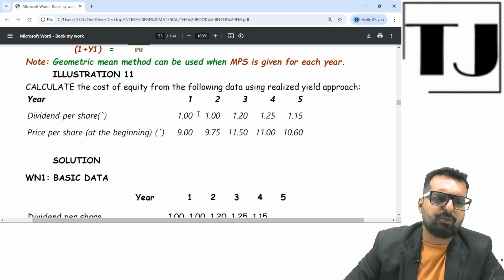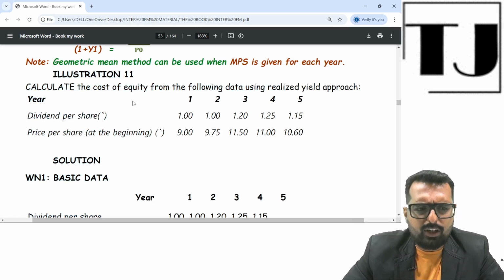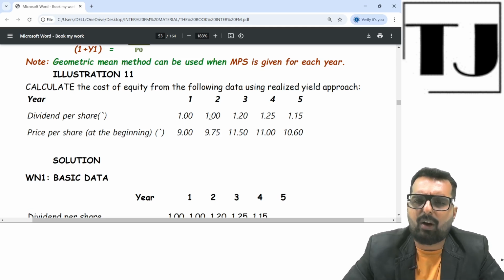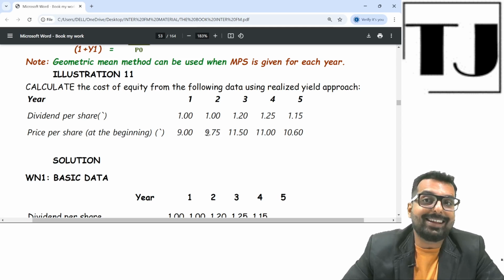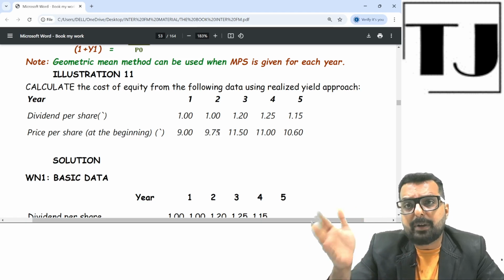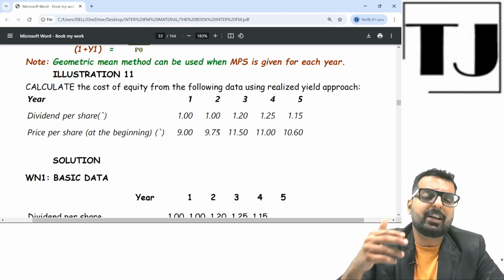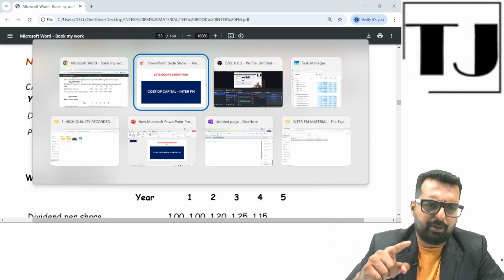So friends, illustration number 11, they are asking you to calculate the cost of equity by using realized yield approach. Here they have given you dividend per share for different periods: 1, 1, 1.2, 1.25 and then 1.15. And they have given you the price at the beginning also. So when they give you price for different periods, you should find out the KE also for different periods.